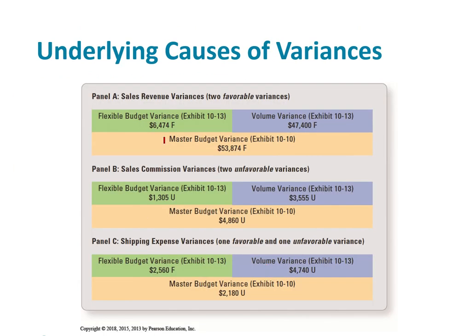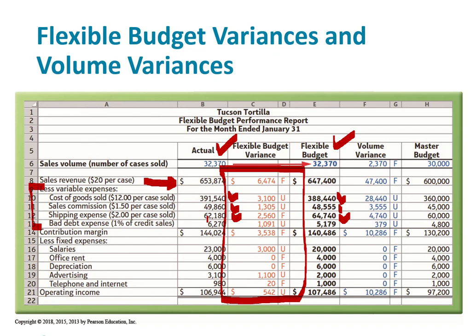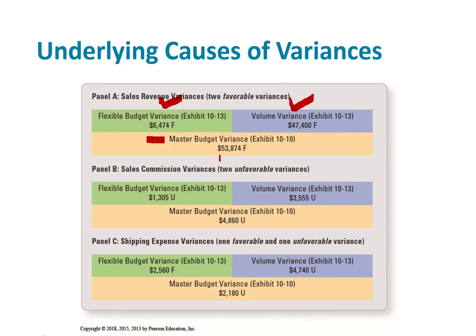If you want to know where the master budget comes from, it comes from a combination of the volume variance and the flexible variance. Here's the flexible, here's the volume. So if I go back, you look, the volume variance plus the flexible variance gives you the total of the two. Same goes for the sales commission or the shipping expenses. You're just combining the volume variance and the flexible budget variance, and that gives you the master budget variance.